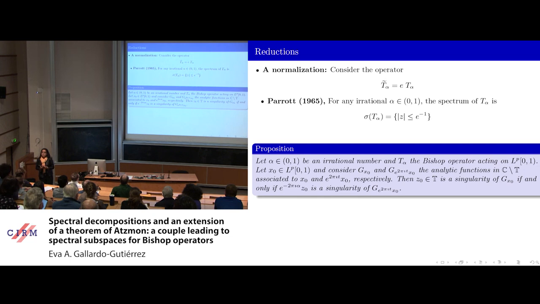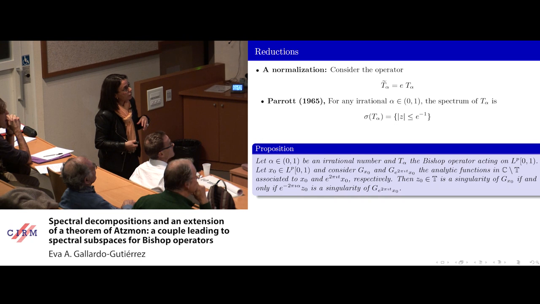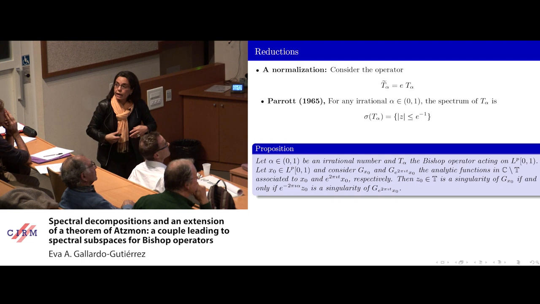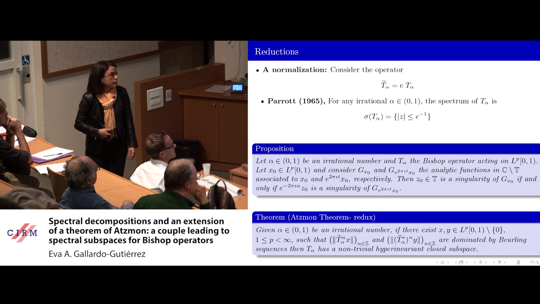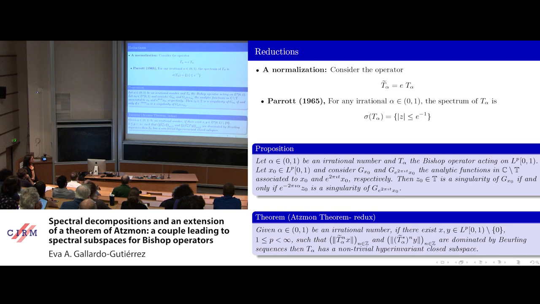The hard part in Atzmon's theorem is related to the singularity of those analytic functions. But here that's not difficult, because whenever you have a point x0 in L^p, and you consider the two analytic functions that I was showing you before, one at x0 and the other one at e^(2 pi i alpha) T x0, those have a singularity. And you can apply Atzmon's theorem as long as you get two vectors in the space such that the sequence of the norms is dominated by a Beurling sequence, because the second part you have as a consequence of that proposition.